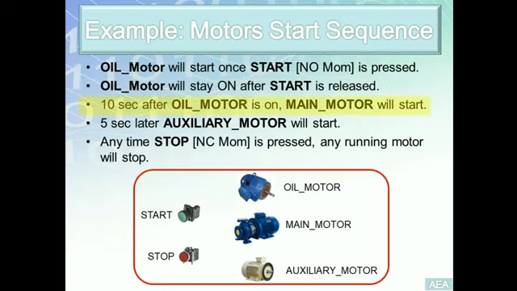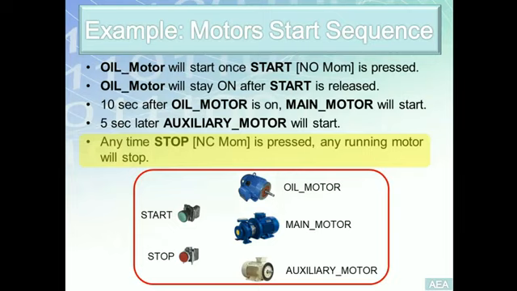Requirement number 3, 10 seconds after oil motor is on, main motor has to start. In other words, the only condition that will trigger the main motor to start is a time delay of a value of 10 seconds. Requirement number 4 is a similar requirement. It's a 5-second timer delay that's going to trigger or start the auxiliary motor. Finally, requirement number 5, anytime the stop, which is a normally closed momentary switch, is pressed, any running motor of these motors, oil motor, main motor, or auxiliary motor, will be de-energized.